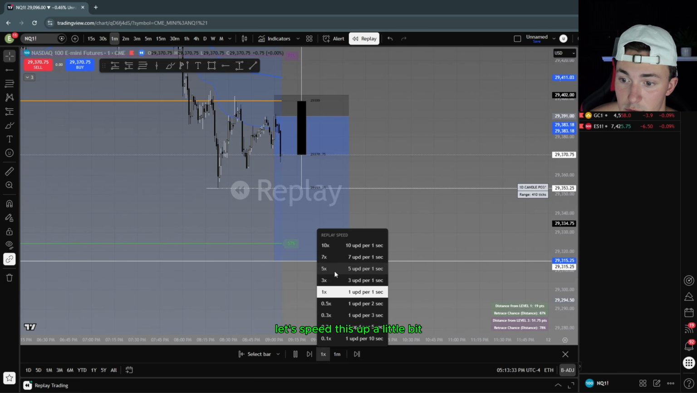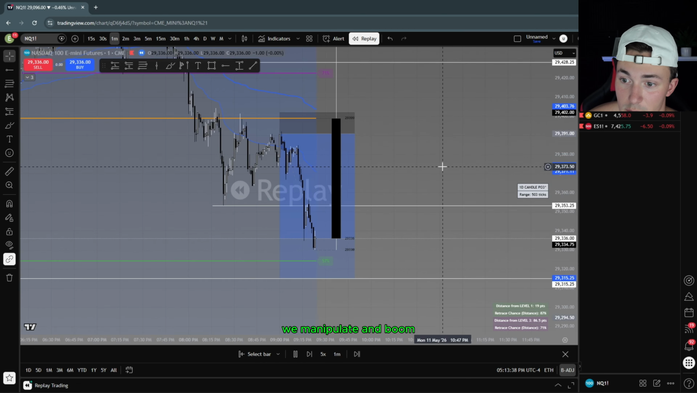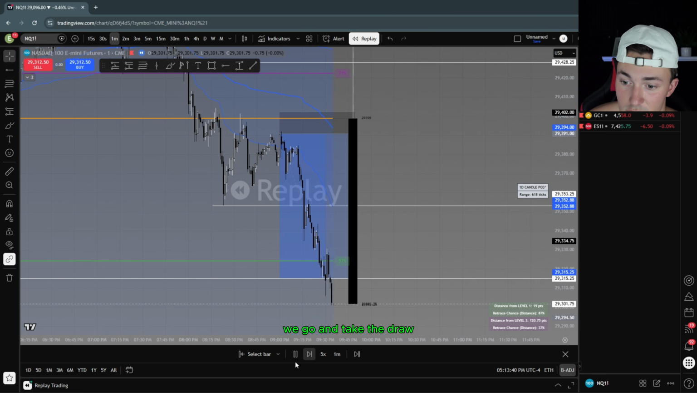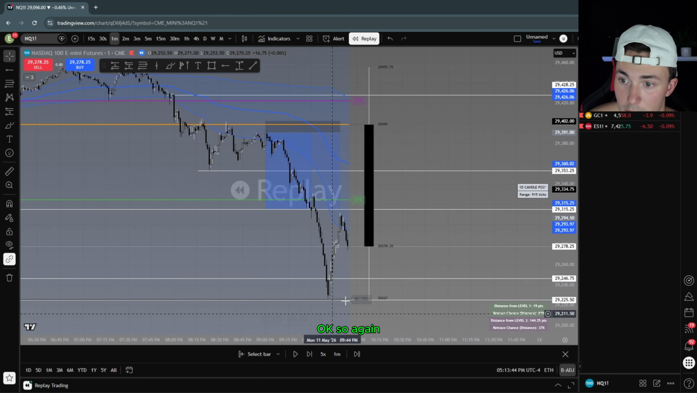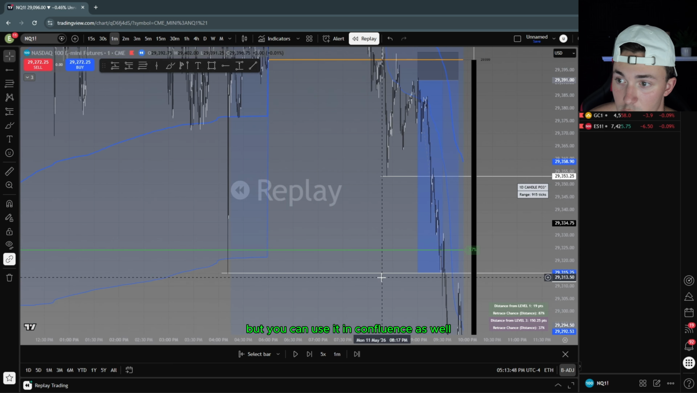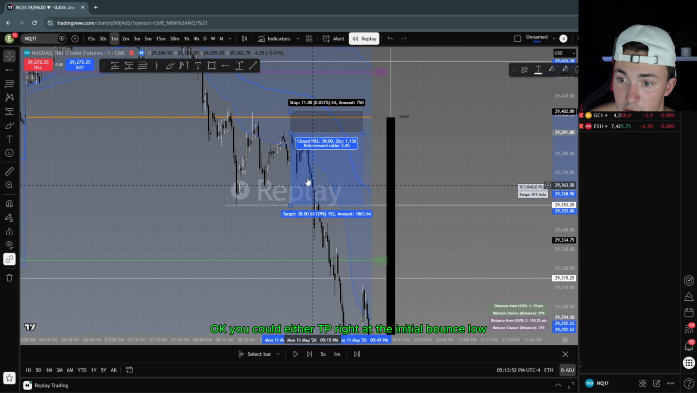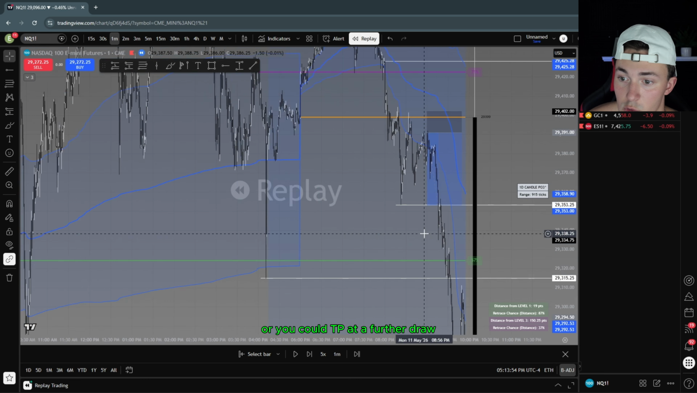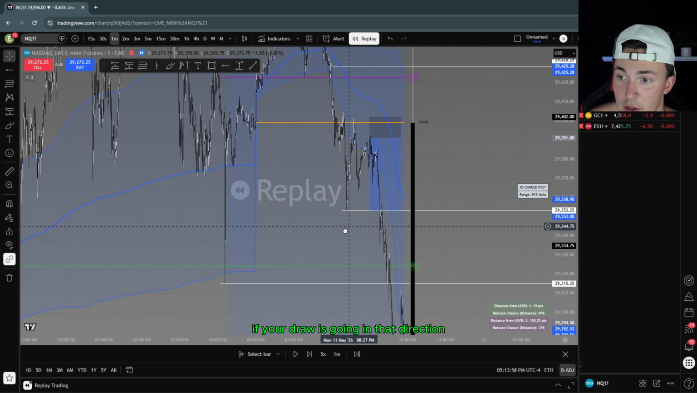And let's speed this up a little bit. Boom, we immediately get a huge candle to the downside. We manipulate, and boom, we go and take the draw. And we keep dumping all the way to previous day low, okay? So again, I did not hold. I only held until this low right here, but you can use it in confluence as well, okay? You could either TP right at the initial balance low, or you could TP at a further draw if your draw is going in that direction.